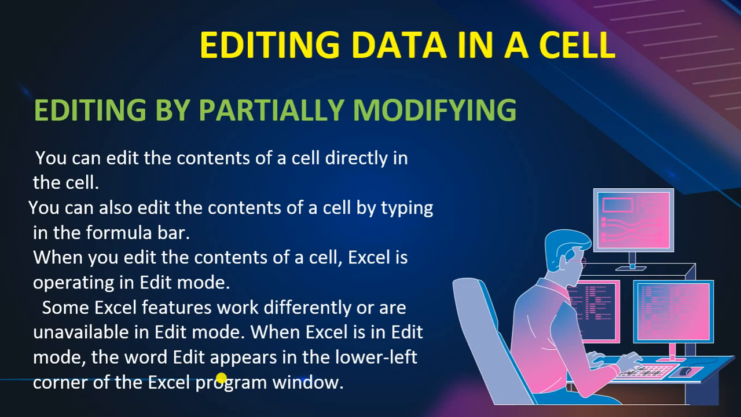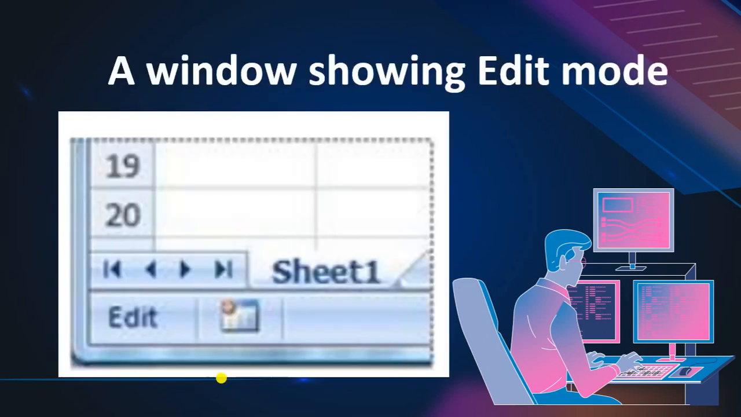When Excel is in edit mode, the word Edit appears in the lower left corner of the Excel program window. When you edit any cell in Excel, it will appear with edit mode, and the word Edit will appear in the left hand corner of the window like this. This is the window showing the edit mode. You can see here, when you are doing any editing in any sheet of a workbook, it will show Edit on the left hand side of the worksheet.